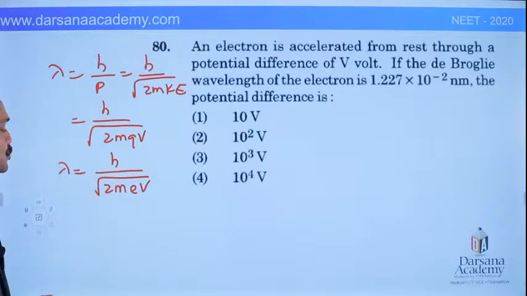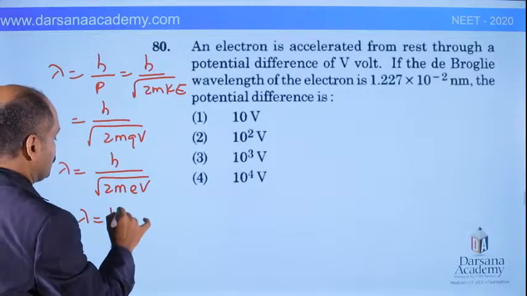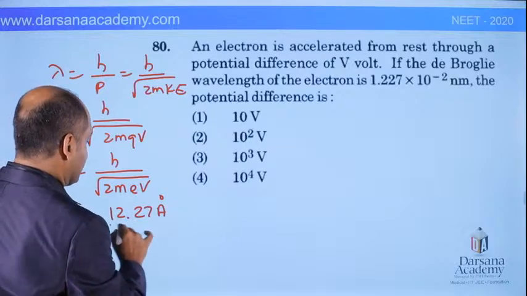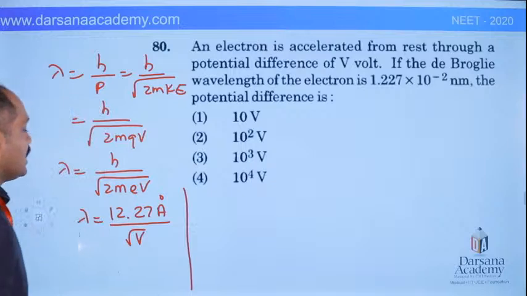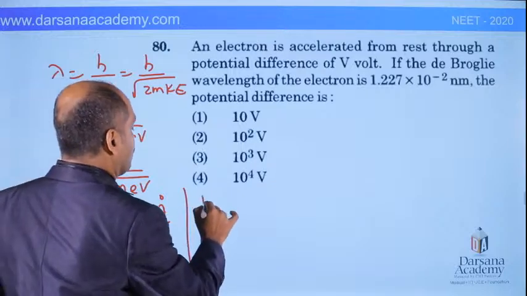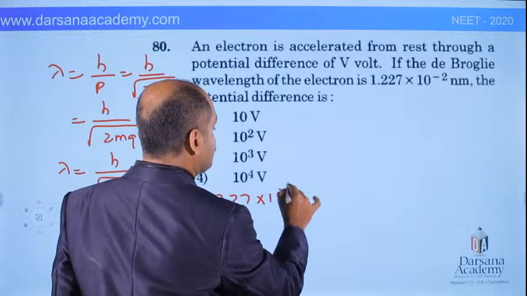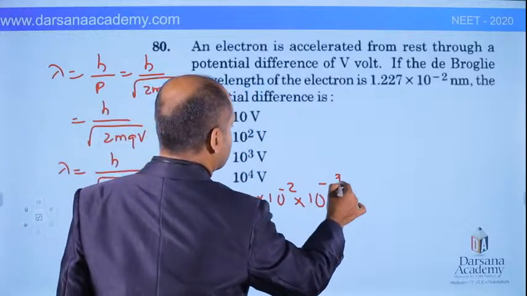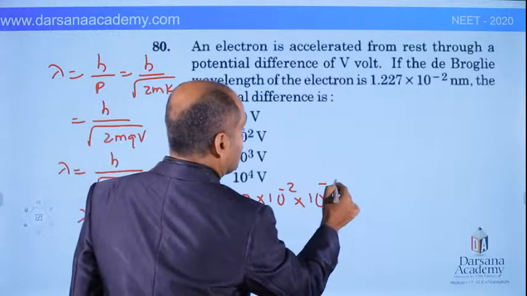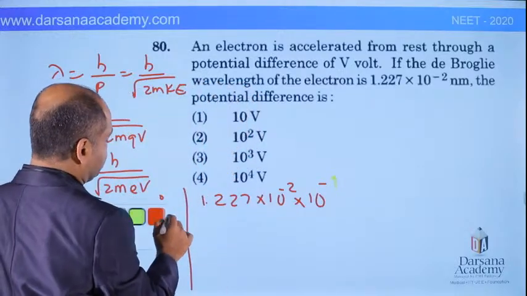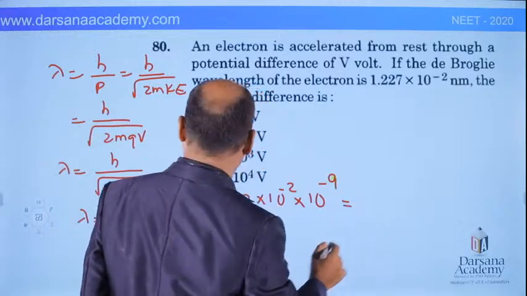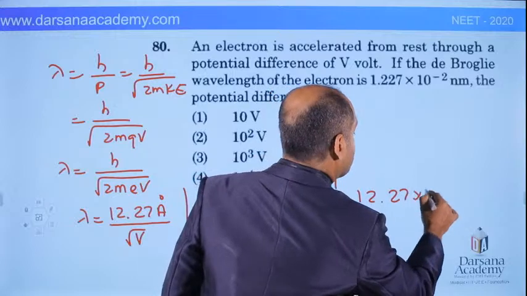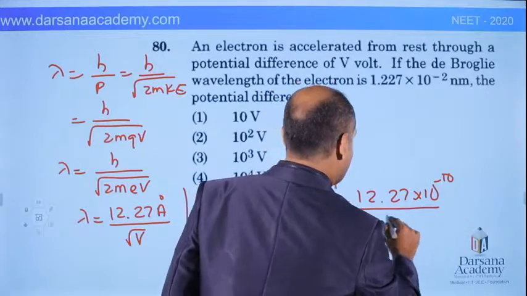The h, 2, m, and e, the mass of the electron and the charge of the electron, other than V are all constant. So you'll get lambda equals 12.27 angstrom divided by root V. Here the wavelength is given as 1.227 into 10 raised to minus 2 nanometer. Converting, 10 raised to minus 9 on that side equals 12.27 into 10 raised to minus 10, whole divided by root V.